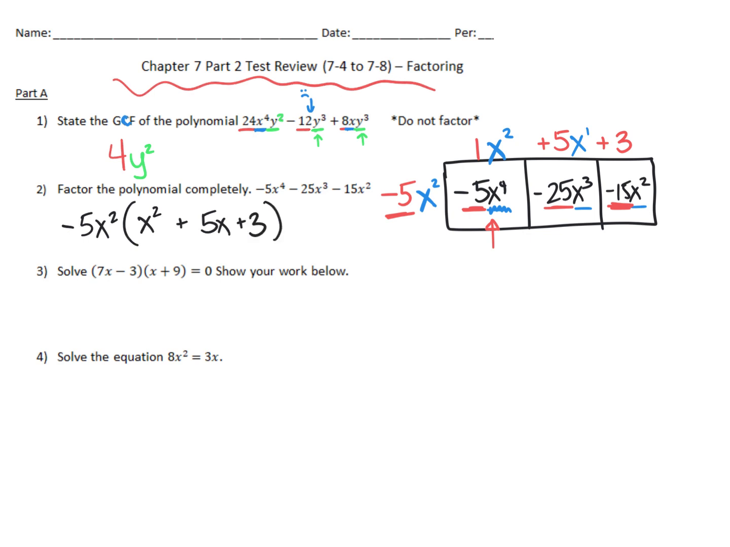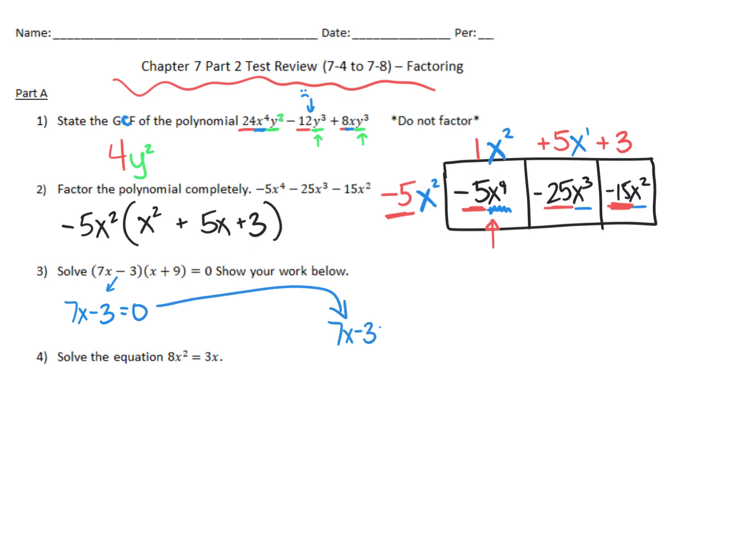Alrighty. Up next is one of the easy ones. We have to solve it, and it's already factored for us. So we're going to just take each piece and make that piece equal to 0. I didn't leave myself very much room to work here. Here, let's take this and work it over here.